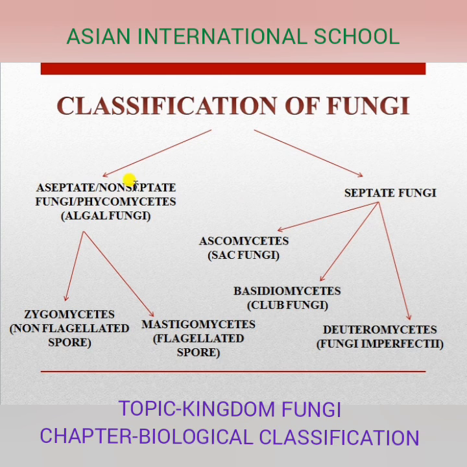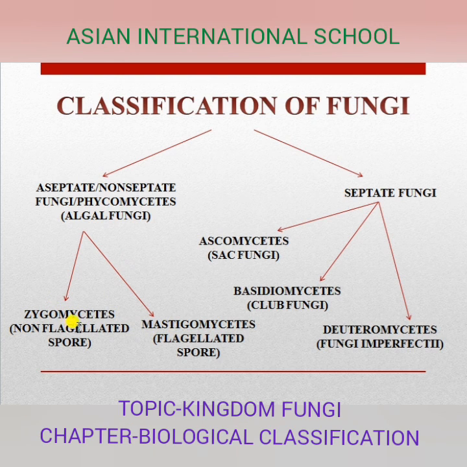Keep it in your mind, those aseptate or non-septate fungi can also be called phycomycetes, and from the name you can understand, phyco means algae and mycetes means fungi. That means this specific fungi is showing algal features, or it is looking like algae, so that's why it is commonly known as algal fungi. Now we are going for further classification of aseptate fungi or phycomycetes. Phycomycetes is further differentiated into 2 different subclasses. One is zygomycetes, another one is mastigomycetes.